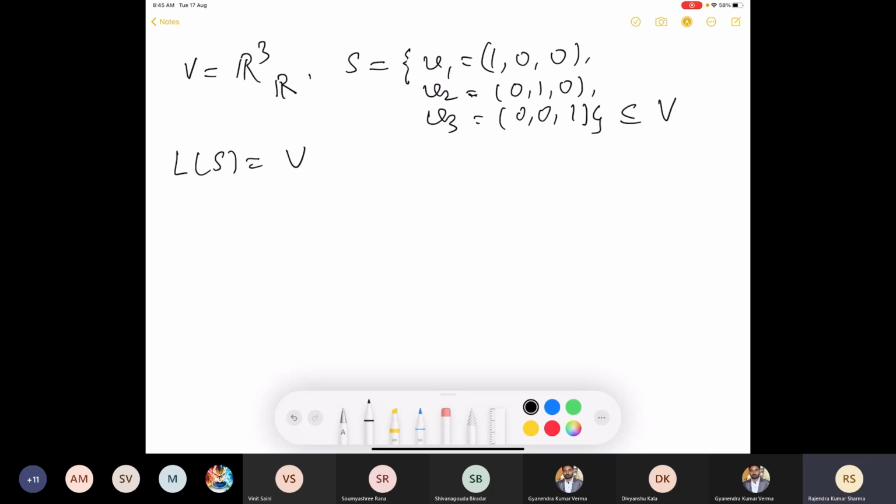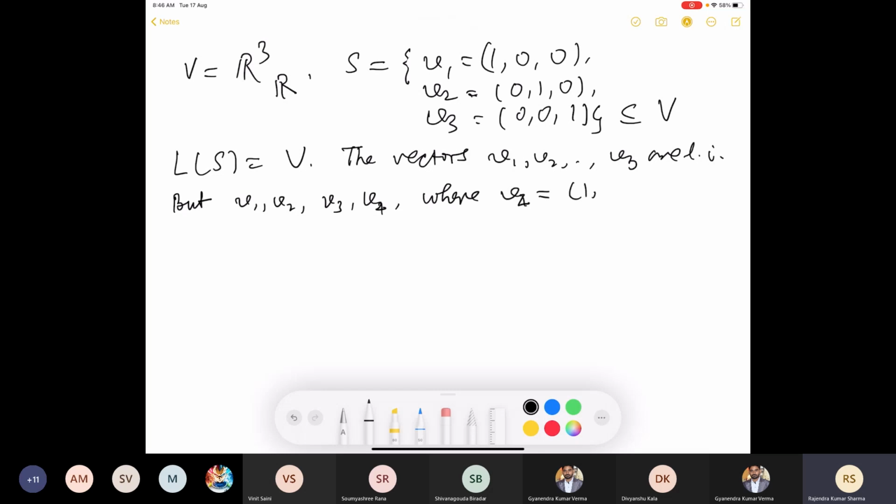These vectors V1, V2, V3 are linearly independent. But you can also take, for example, V1, V2, V3, and V4, where V4 is equal to (1, 1, 1). These are linearly dependent, since V1 plus V2 plus V3 minus V4 is 0.